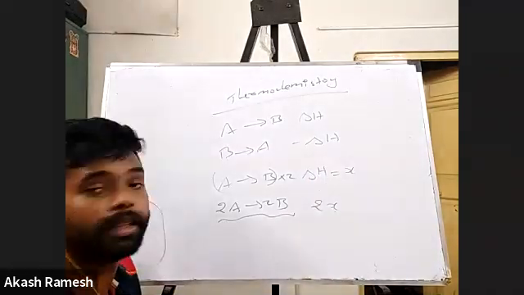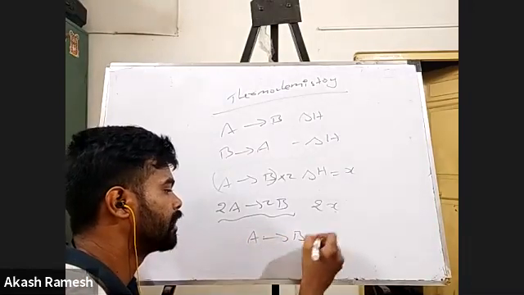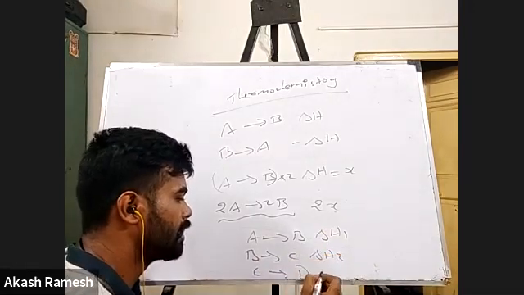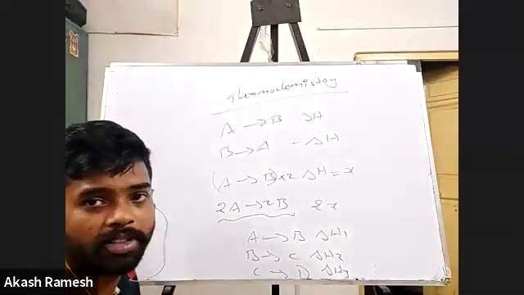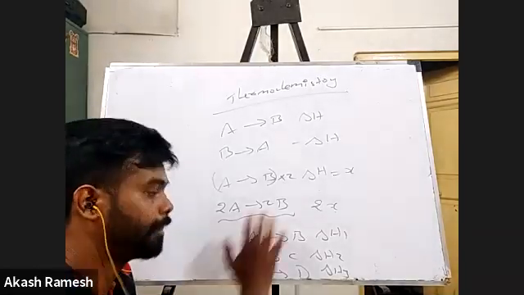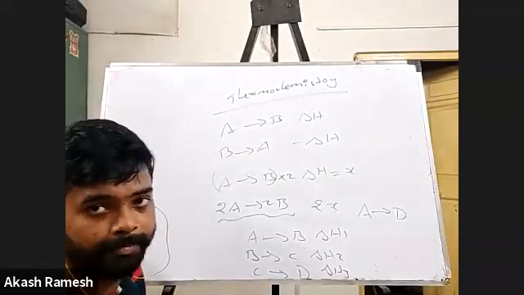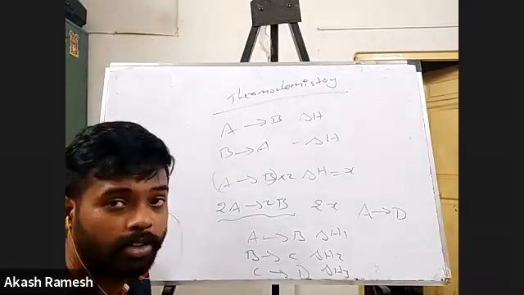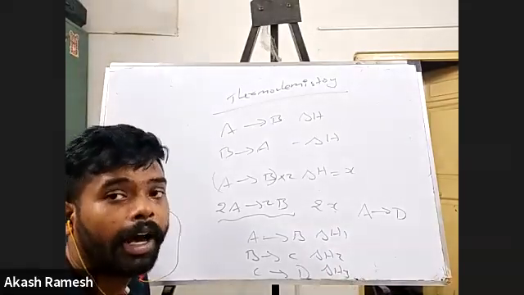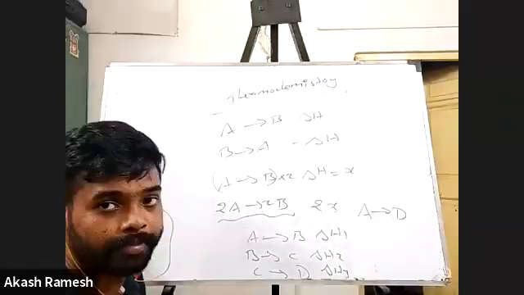Third operation: say for example, I have A giving B, delta H1, B giving C is delta H2, C giving D is delta H3. Three different reactions are there: A giving B, B giving C, and C giving D. Now, if I ask you what will be the enthalpy for the reaction A giving D? Please understand this. I have A giving B, B giving C, and C giving D, and all the enthalpy values are given to you. In the question, they're asking you to find the overall enthalpy for the reaction A to D. Now, what will you do?